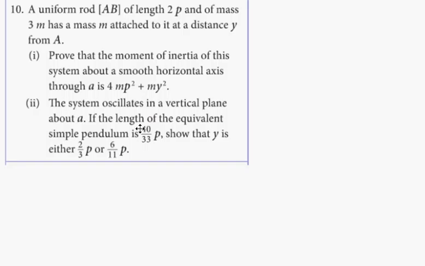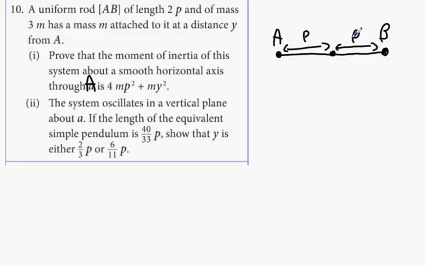One thing that's confusing here is, see this A here? What they really mean is capital A. It refers to a point. So we're talking about AB. We're talking that AB has a big length. It's of length 2p. So we'll put its center of gravity in the middle, and we'll say that's P here.